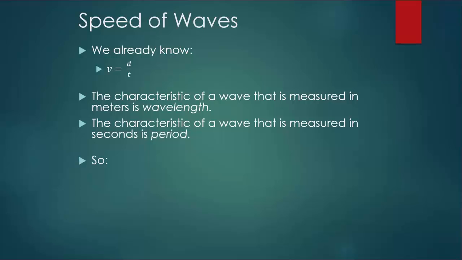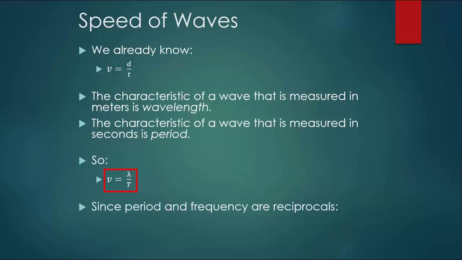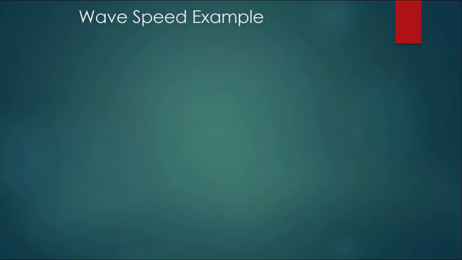So let's rewrite that equation that we've known since September as v equals lambda over T. That is, the speed of a wave equals the wavelength of the wave divided by the period of the wave. Now remember, we just learned that period and frequency are reciprocals. This means that we could also write the equation for the speed of a wave as v equals f lambda, and that's actually the way that it's presented on your reference table. Let's take a look at a couple examples using the new wave speed equation.